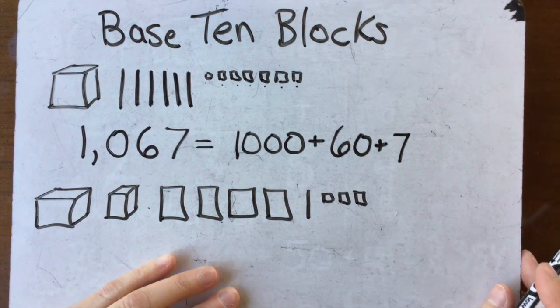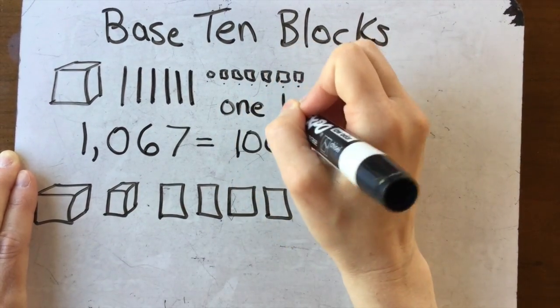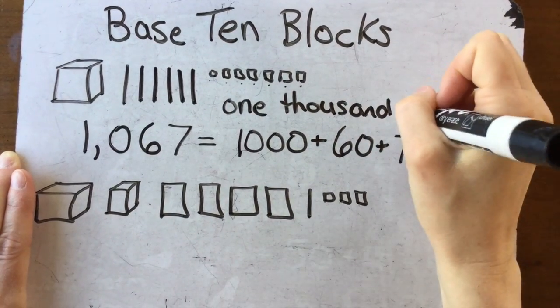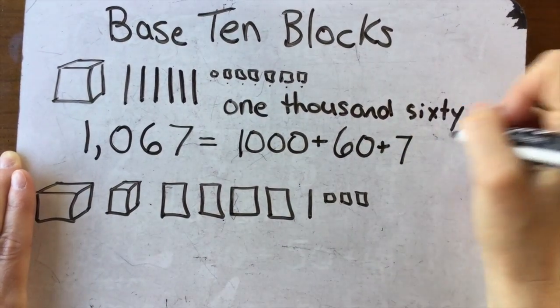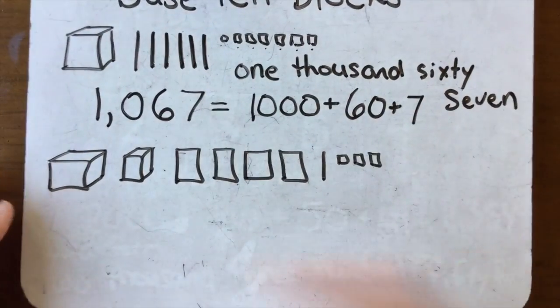We can also write this in word form. So we would write 1,000 and 67. All right, let's go down to the next one.